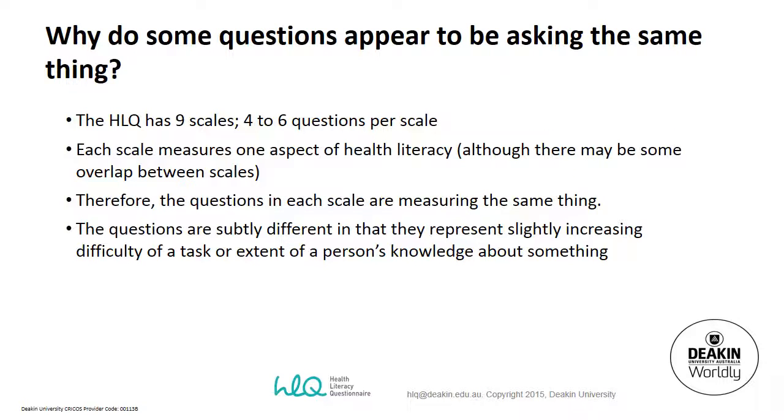Some questions appear to be asking the same thing, and as I mentioned earlier, there are 9 scales in the HLQ, 4 to 6 questions per scale. Each scale measures one aspect of health literacy, and so the questions in that scale are measuring the same thing. The questions are subtly different in that they represent slightly increasing difficulty of a task or extent of a person's knowledge about something.